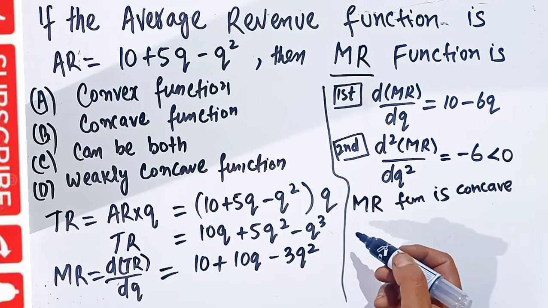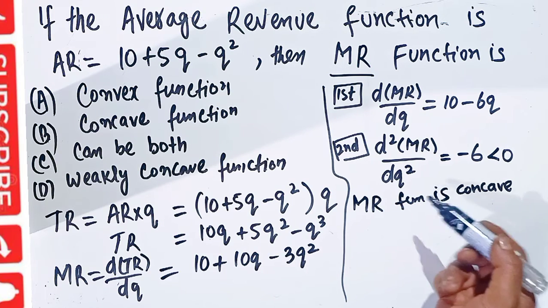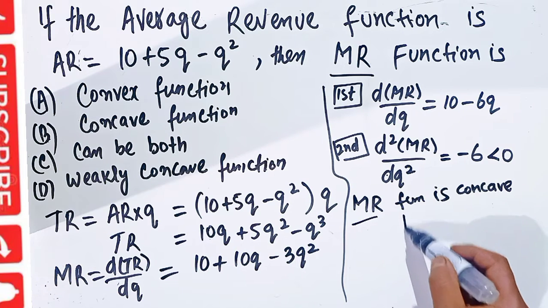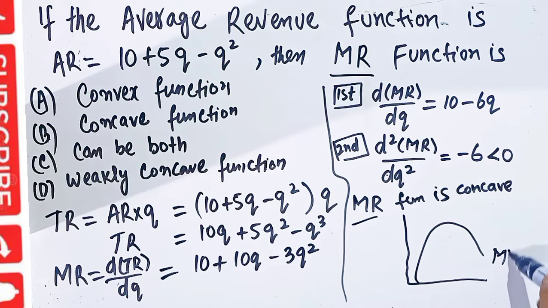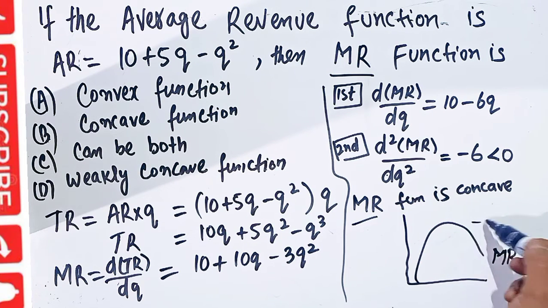If the second derivative came out to be positive, then we could have said that the marginal revenue function is convex. It will look like this. This is our marginal revenue function. Since the second derivative is negative, we say the marginal revenue function is concave.